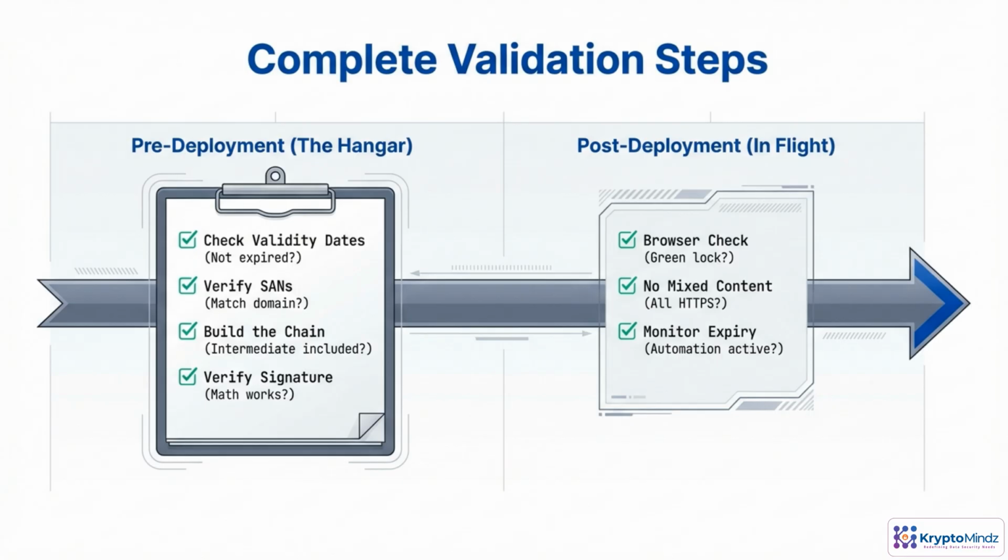Once it's live, you move into in-flight checks. You confirm that browsers and clients accept the certificate without warnings. You ensure the page is fully protected by HTTPS, with no mixed content that quietly downgrades security. And you put monitoring in place, so you get alerted well before expiry or chain issues cause an outage. The key idea is that certificate validation is not a one-time event. It's a continuous process from initial issuance through the entire lifetime of the service.